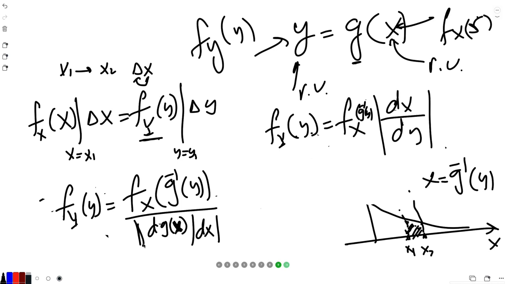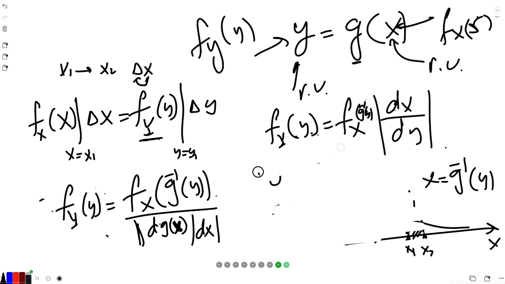In case the relation gives two different values, for example if y equals x squared, the inverse is x equal to plus or minus the square root of y. This means we have to take both, because it is plus square root of y or minus square root of y. Since they are mutually exclusive, they cannot occur at the same time, they are disjoint events, and in that case we can take the summation.